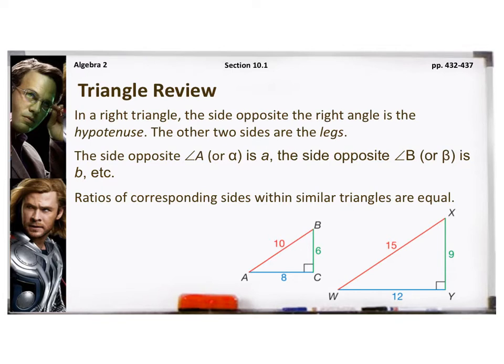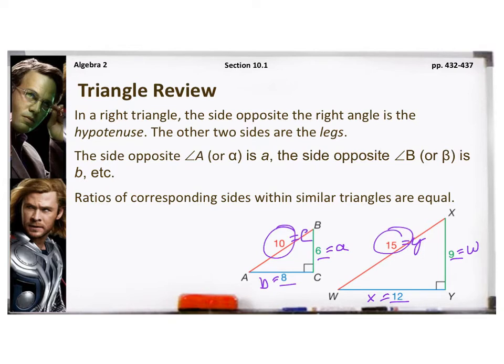In a right triangle, the side opposite the right angle is the hypotenuse. So in these cases, 10 and 15 are your hypotenuse. The other two sides are legs. 6 and 8 are legs. 9 and 12 are legs. The side opposite angle A is going to be little a. This one would be little w. The side opposite angle B would be little b. This would be small x. And then my hypotenuse in this case would be little y, and this one would be little c.